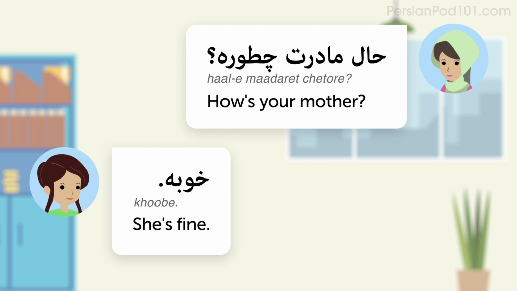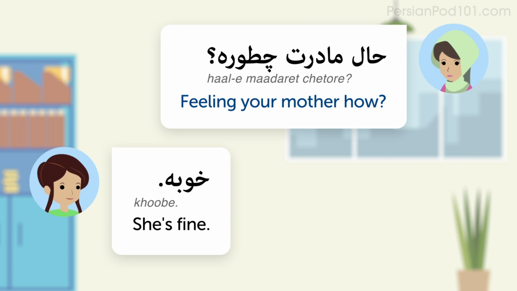First of all, you'll need to learn how to say, how's your mother? That's حال مادرت چطوره؟ Listen to it again. حال مادرت چطوره؟ This Persian sentence literally means, feeling your mother how? But it translates as, how's your mother in English?